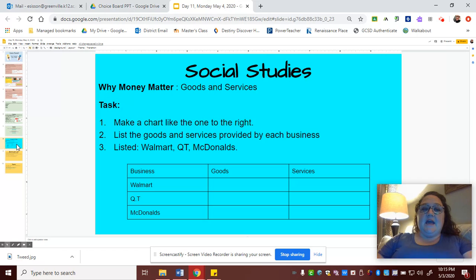All right, social studies, goods and services. Your task today is going to be to make a chart like the one below, okay, and list the goods and services provided by each business. So I gave you 3 businesses as an example, Walmart, QT, McDonald's. I don't care if you use those or different ones, but list the goods that business supplies and the services that business supplies. You should have more than one in each of those. Like you should have more than one good from Walmart and more than one service from Walmart.